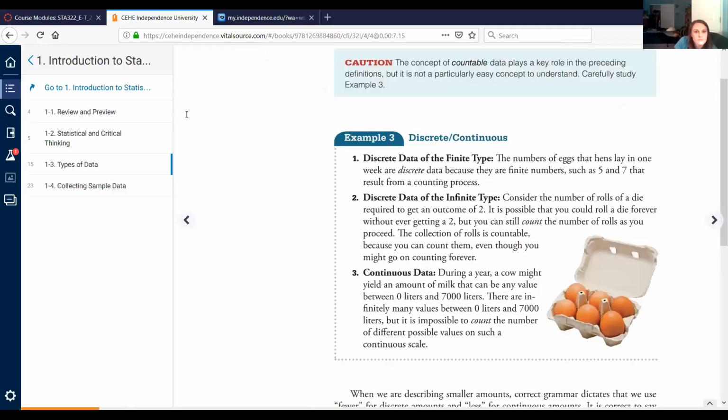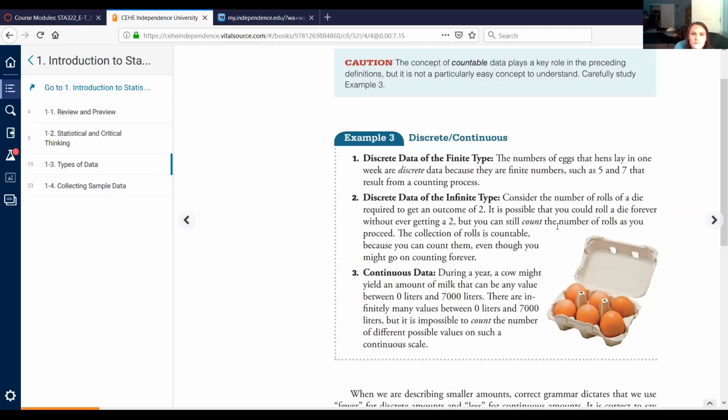Discrete data. There also is, we look at countable. There are finite numbers that will arise. So the number of eggs a hen lays in a week, these are discrete, they're finite numbers, 5, 7, whatever, 9 maybe, that result from being able to actually physically count each one.